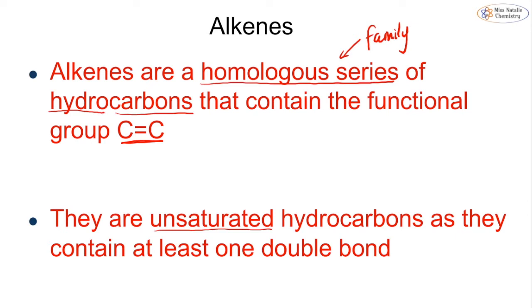So unsaturated simply means there is the presence of a double bond. This is the opposite to the alkanes, which we've said are saturated molecules because they contain only single bonds between their carbons. So the alkenes are known as unsaturated.